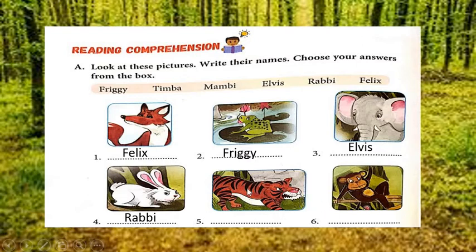Number 5, see this is a picture of a tiger. You all know the picture of a tiger. So, what is the name of the tiger? Yes, Timba. Timba, tiger. T-I-M-B-A, Timba. Number 6, this is a picture of a monkey. So, what is the monkey's name? The monkey's name is Mambi. M-A-M-B-I. Mambi, monkey. See, Felix, fox. Friggy, frog. Elvis, elephant. Rabbi, rabbit. Timba, tiger. Mambi, monkey. Okay, so you all have understood?